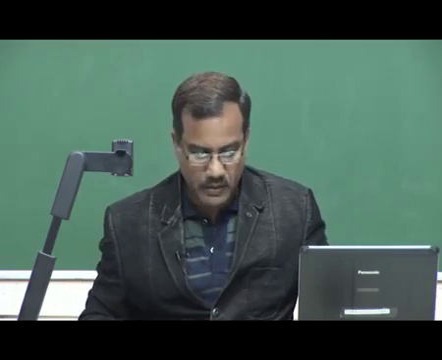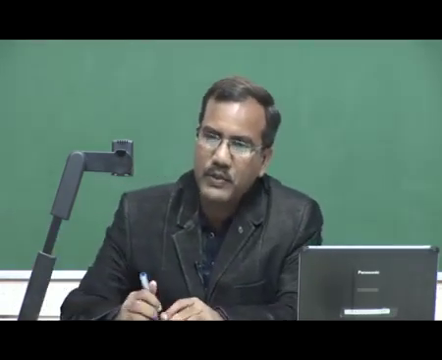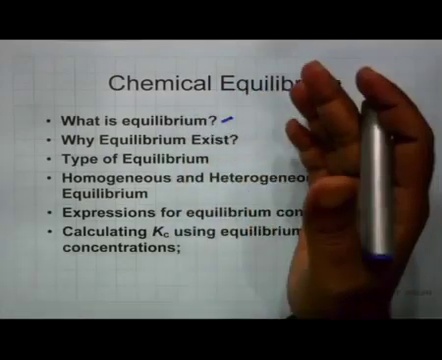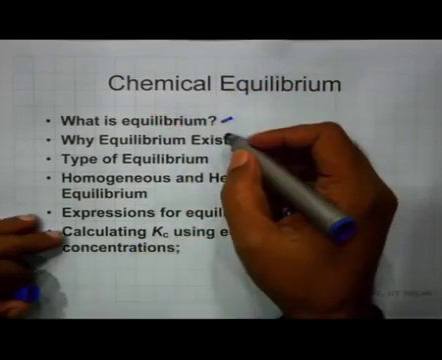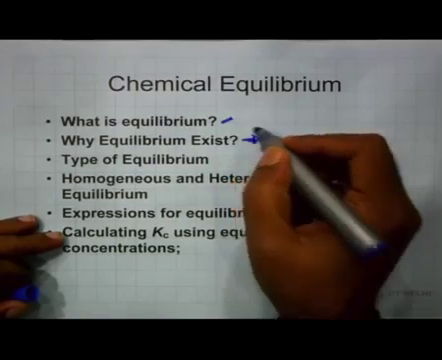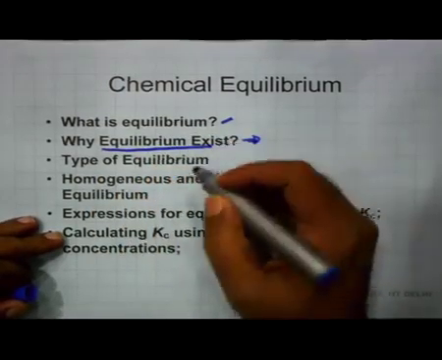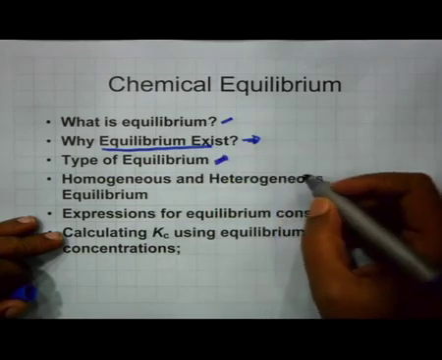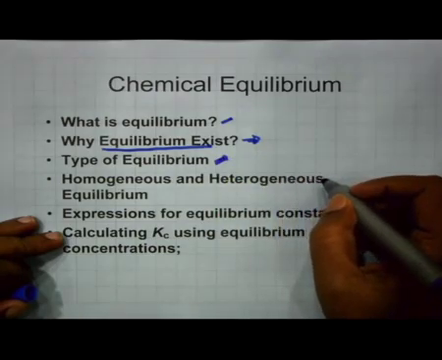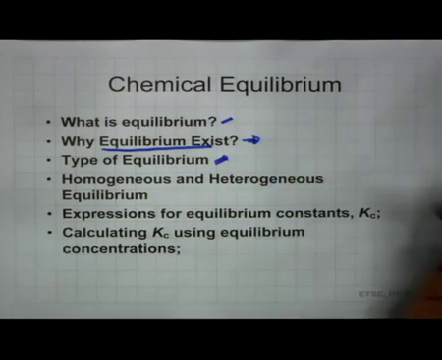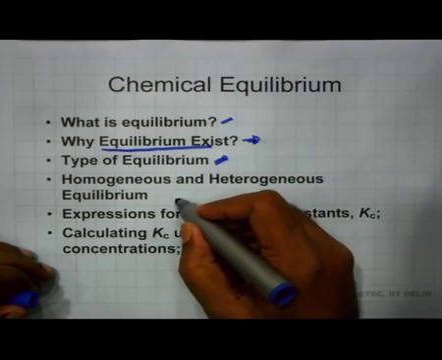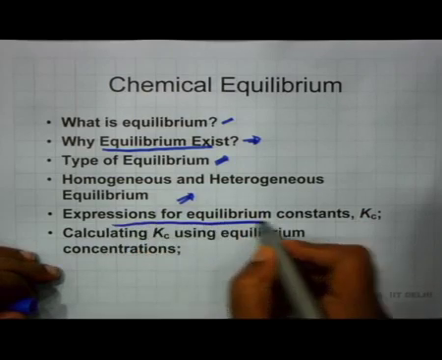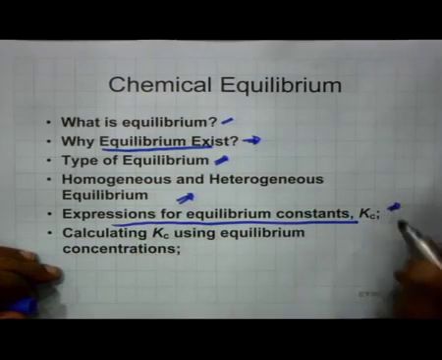So, in this chapter we are going to discuss first what is equilibrium, when we can say that a reaction is in equilibrium, then we will look for the reason why equilibrium exists. Then we can discuss types of equilibrium, and then homogeneous and heterogeneous equilibrium. What do we mean by homogeneous or heterogeneous equilibrium? Then we will discuss how to get the equilibrium constant and what is the significance of this.